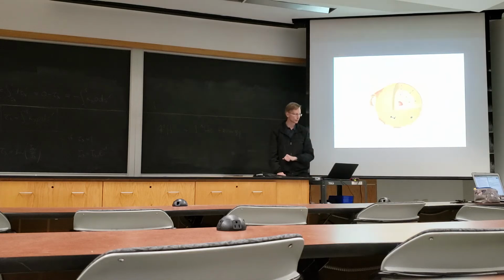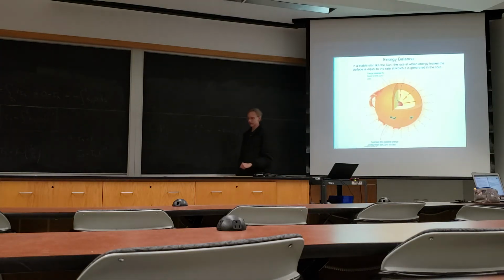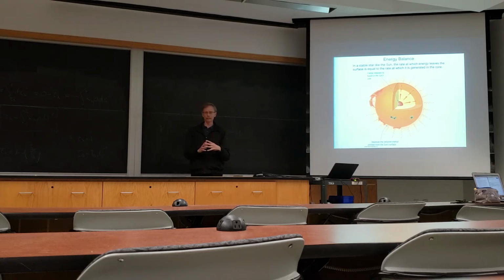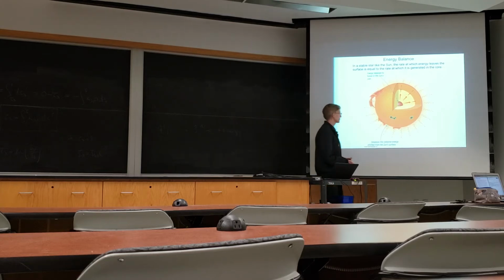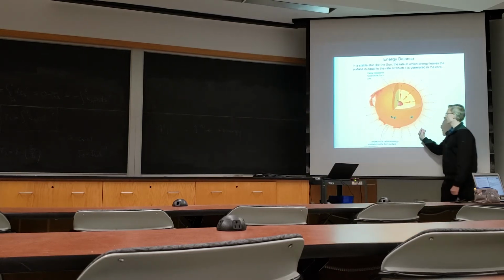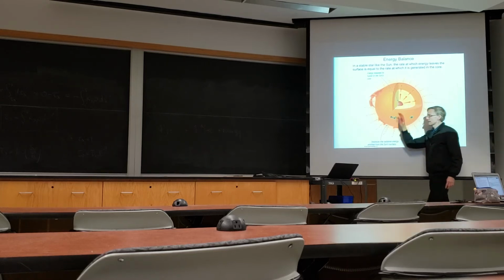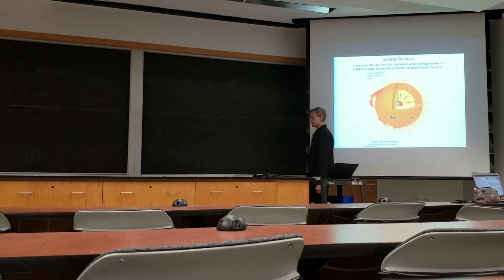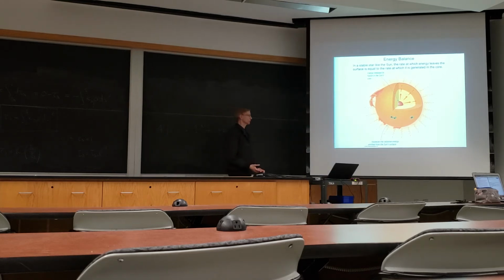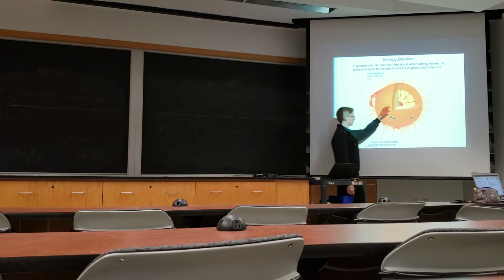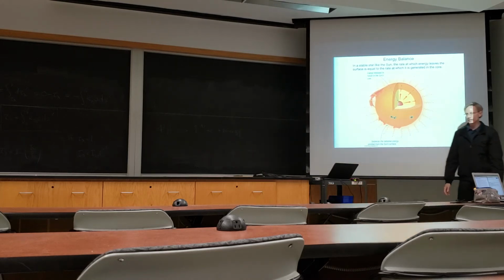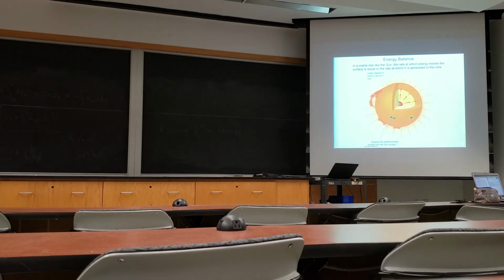That's gravitational equilibrium. Energy balance says that the rate at which the star is generating energy in its core is the same as the luminosity coming out of the star's surface. So the rate at which light energy is leaving the surface has to be the same as the rate at which energy is being generated in the core to be in equilibrium. Because if that wasn't true, let's say that the core was generating more energy than was coming out of the surface.